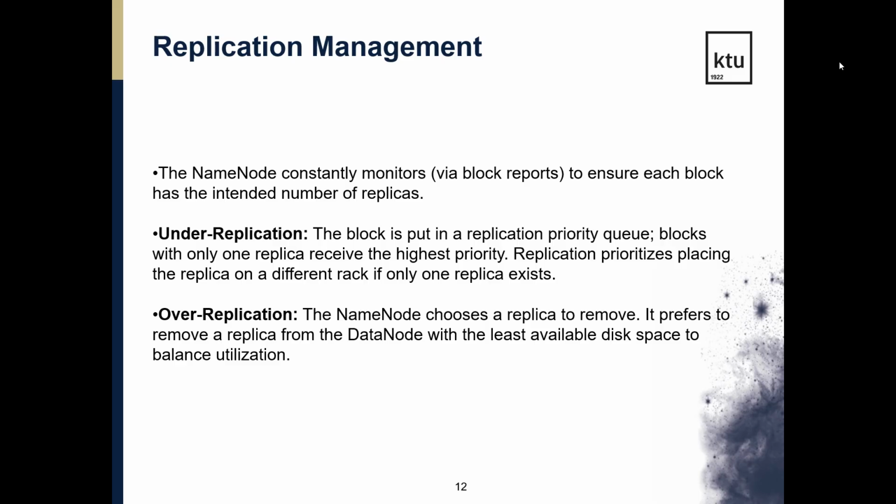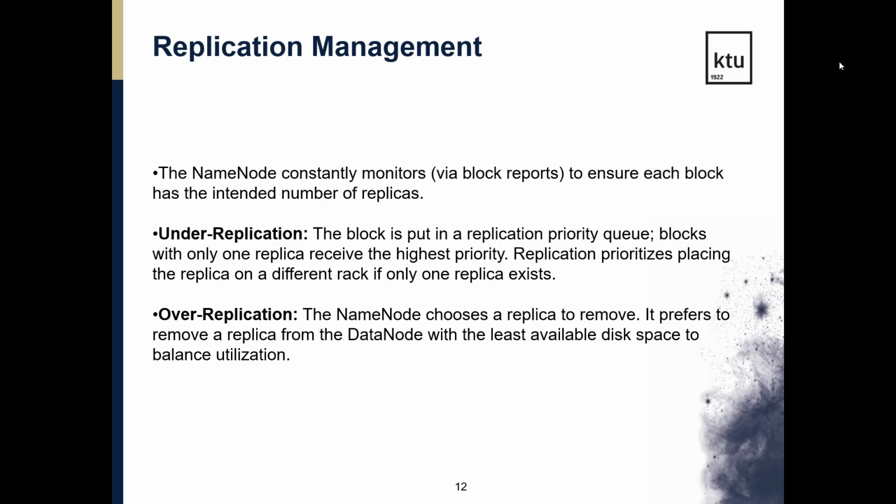So in under-replication, what happens is there is only one, there may even be 0 replicas in one rack. So it's better to take a replica from another rack and put it in this rack.